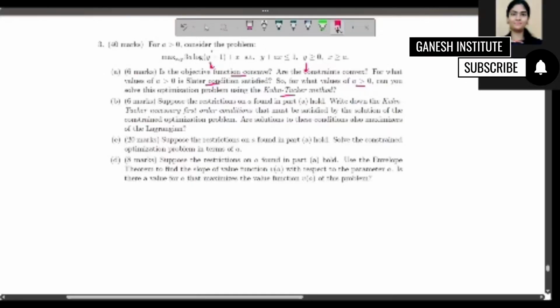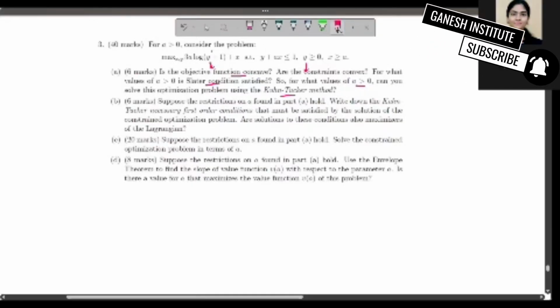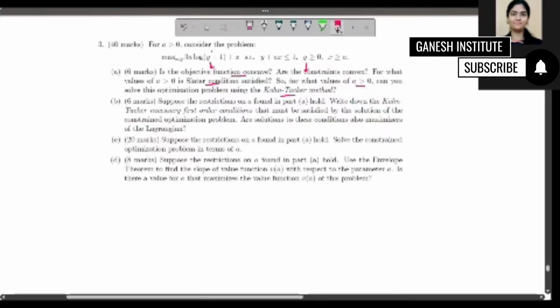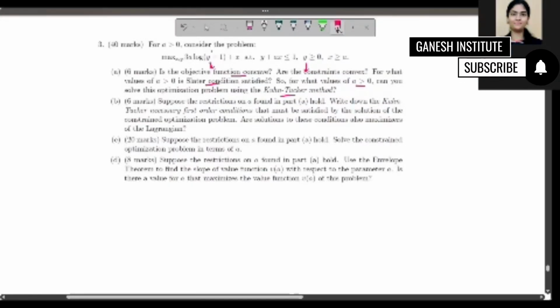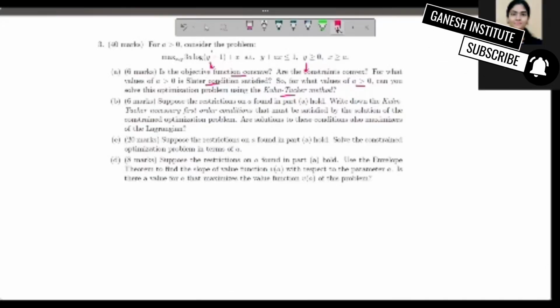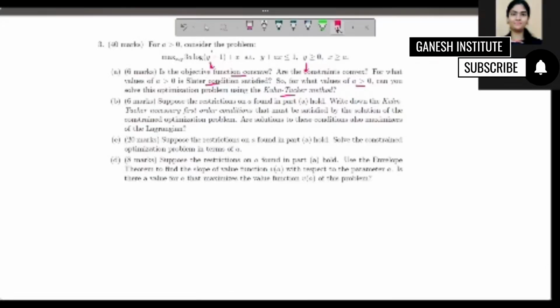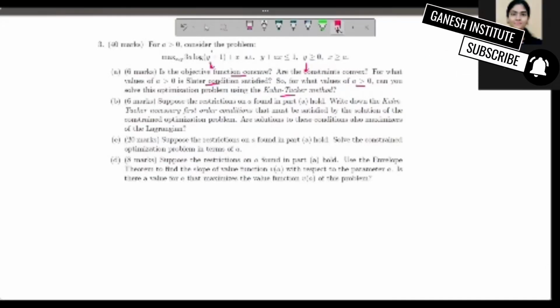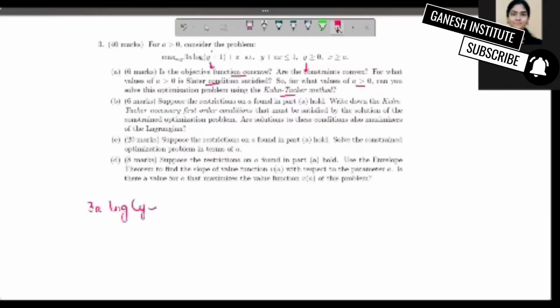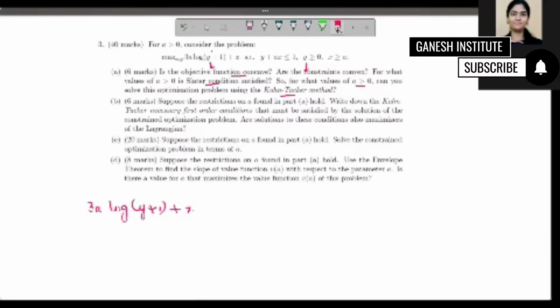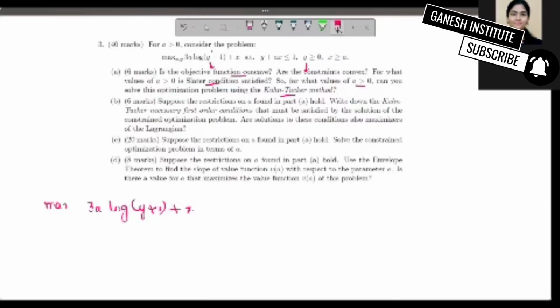Okay, now let's go one by one. First up, objective function. What do you think? Is it concave or convex? This is what we had done: a log(y plus 1) plus x.